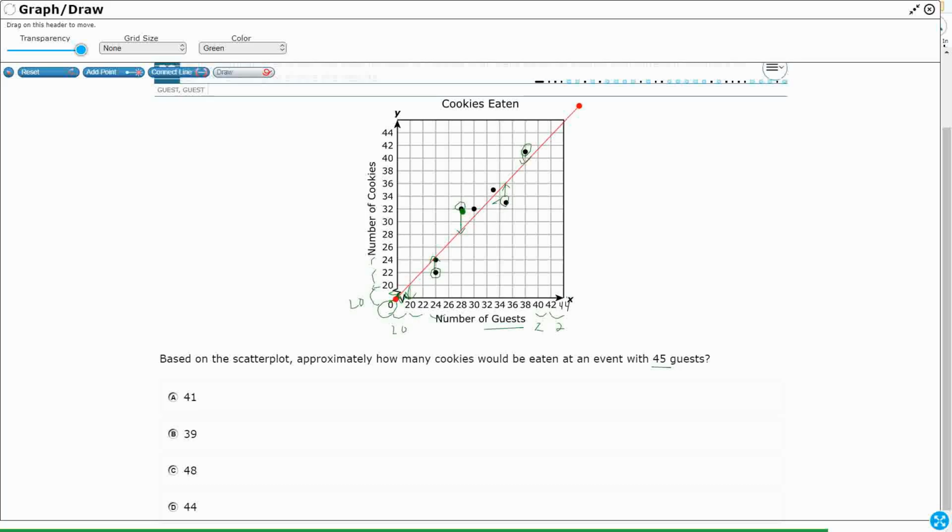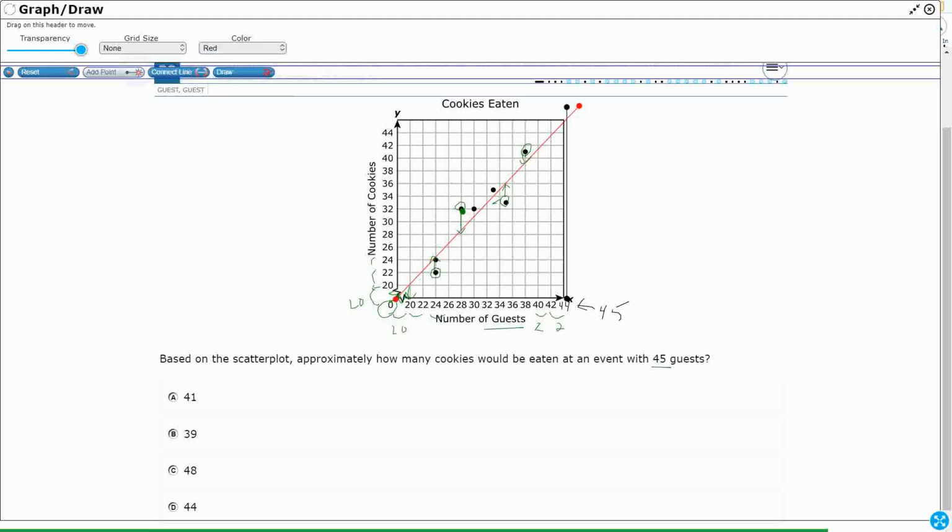Okay, now let's see if we can approximate where that 45 would be. It's going to be right about there, and maybe a little bit over there, but I'm going to put it right there. I might not have put it over enough, but that's going to approximate a 45. So let's put 45 right there. Now let's see where these dots are going to be. I'm going to put it in red, add points, and I'm going to put a 41.